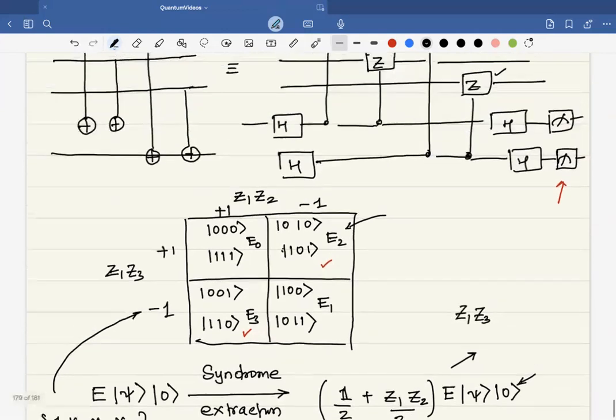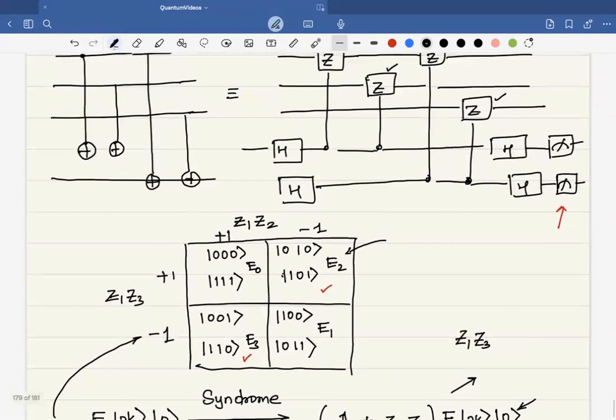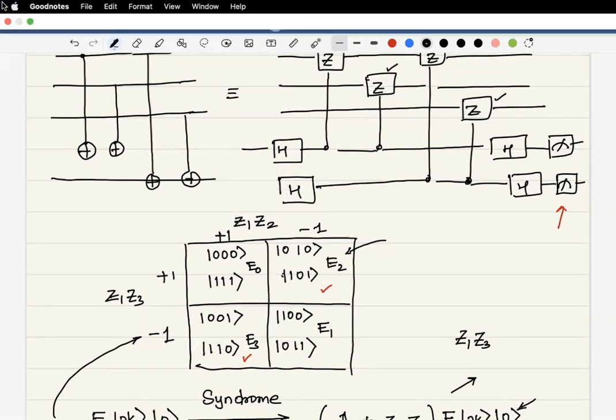The point is that the measurement results over here correspond to the errors, and the errors actually correspond to which sort of subspace or which partition of the Hilbert space the original encoded vector has rotated into. So that will be how the error correction happens in the bit flip code.